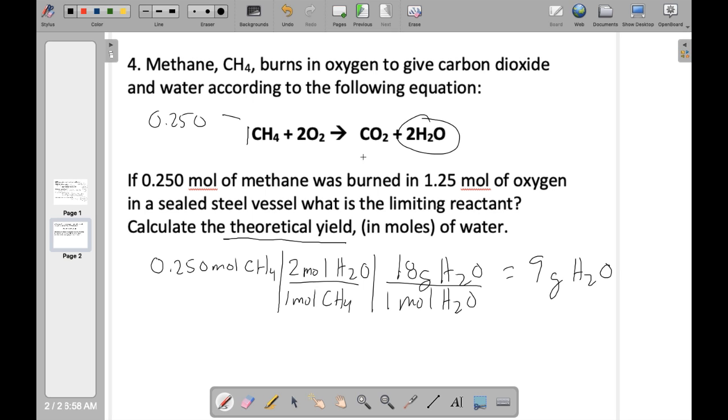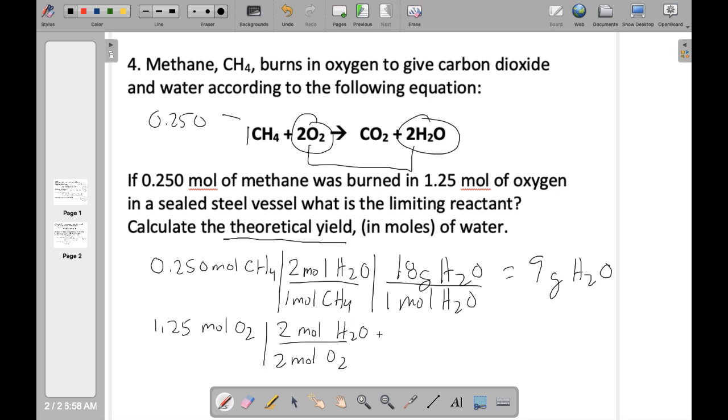Okay, well, let's use 1.25 moles of oxygen, of O2, and I'll do my mole ratio. So 2 moles of O2 equal 2 moles of H2O. Yet again, I go back to grams. 1 mole of H2O is about 18 grams of H2O. So I do this math, and I'll get about 22.5 grams of H2O.